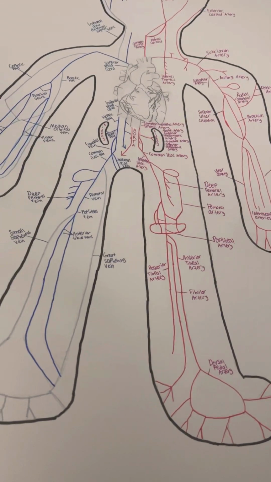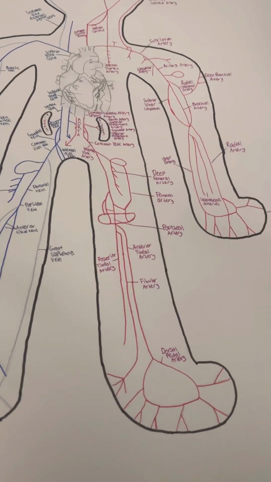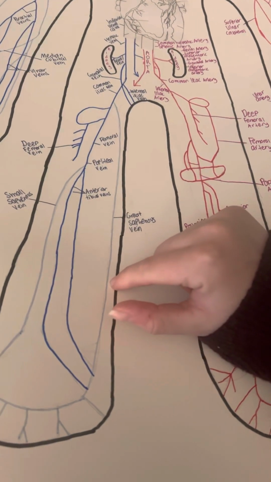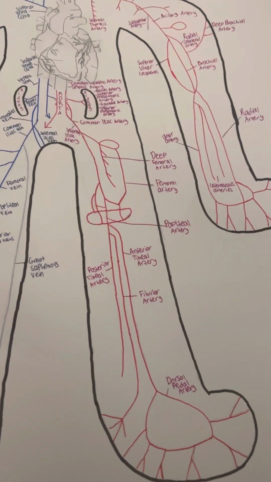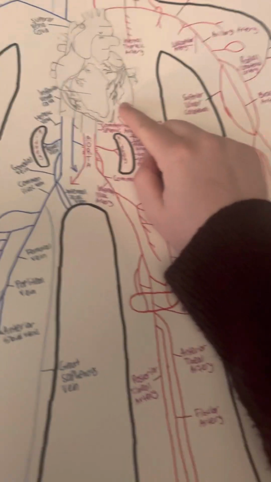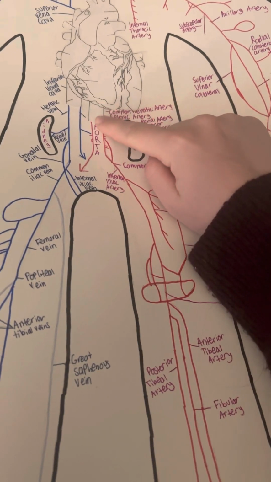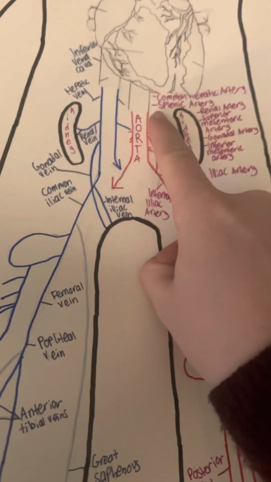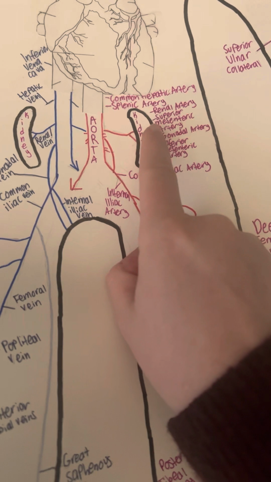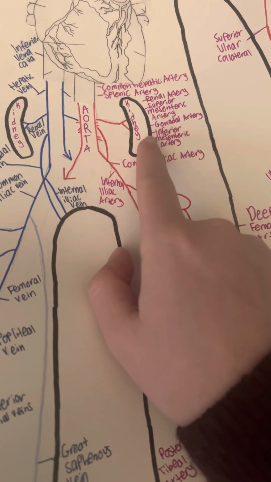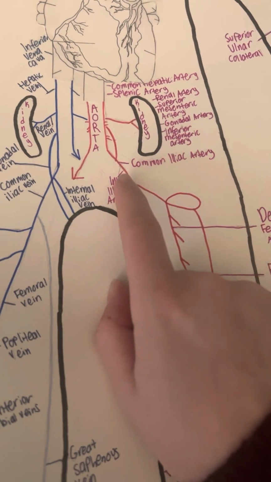Okay, so to start my video off here, the arteries are in red, and the veins, the deep ones, are in the dark blue, and the superficial are in the light blue. So to start, we'll start at the heart for the arteries, and coming down out of the aorta, you have the common hepatic artery, and these are all these really tiny ones right here. The splenic artery, renal arteries, superior mesenteric arteries, gonadal arteries, inferior mesenteric arteries.